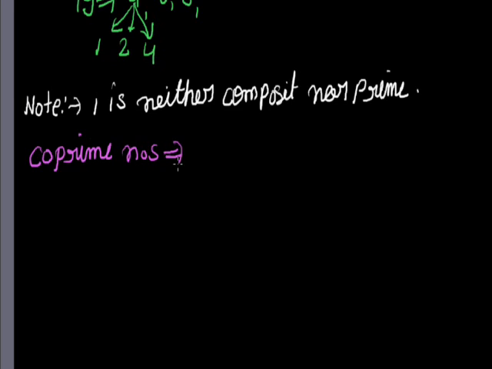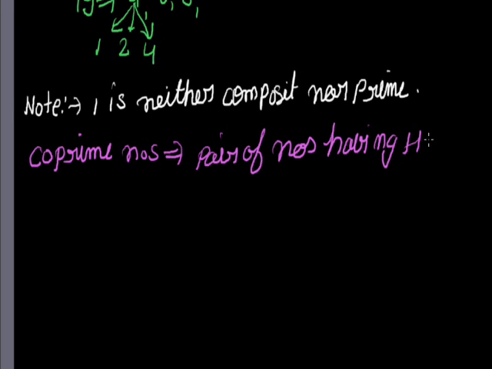Now what are the co-prime numbers? Co-prime numbers means a pair of numbers having HCF equal to 1. You can write down the definition of the co-prime numbers like this: a pair of numbers having HCF equal to 1 are known as co-prime numbers.